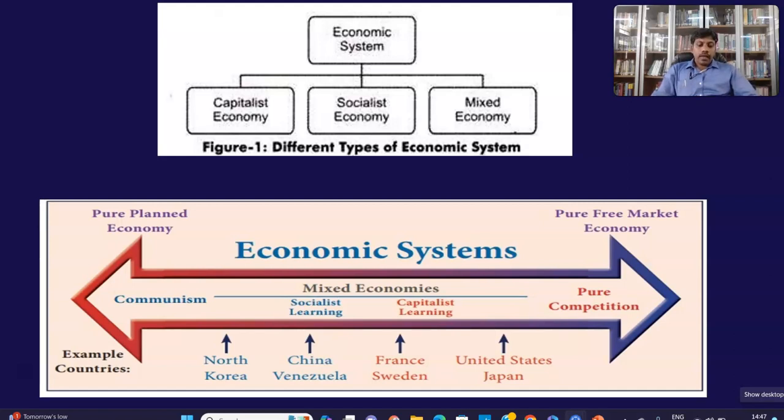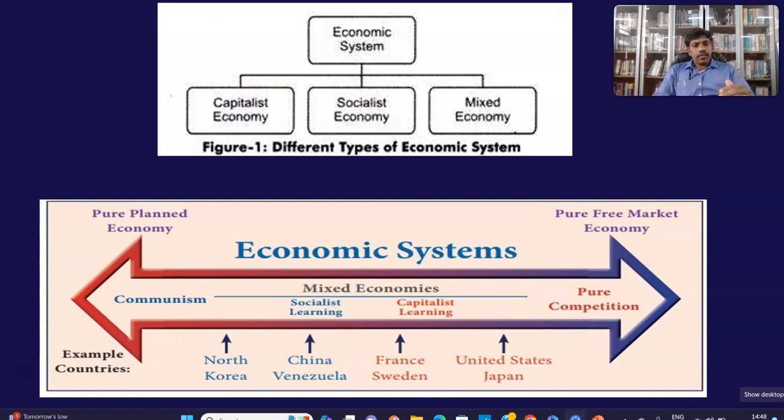Now the next one is mixed economy. So, for example, Indian economy is a mixed economic system. Sweden, France, Ireland, Japan, they are following the mixed economic system. So we have the mixture. We have capitalism on one side and socialism on the other side.